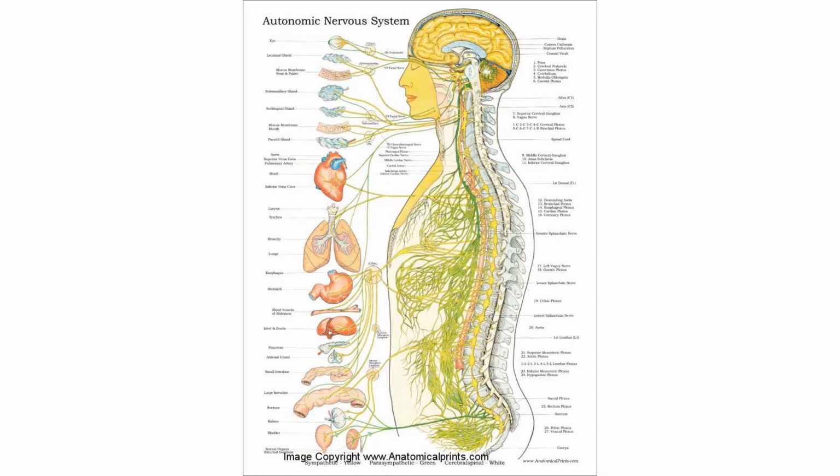This is an important image. If you look at the thorax and the abdomen and the pelvis, you can see that it is greatly filled with the sympathetic and the parasympathetic nervous system. So the autonomic nervous system is filling the thoracic, abdominal, and pelvic.